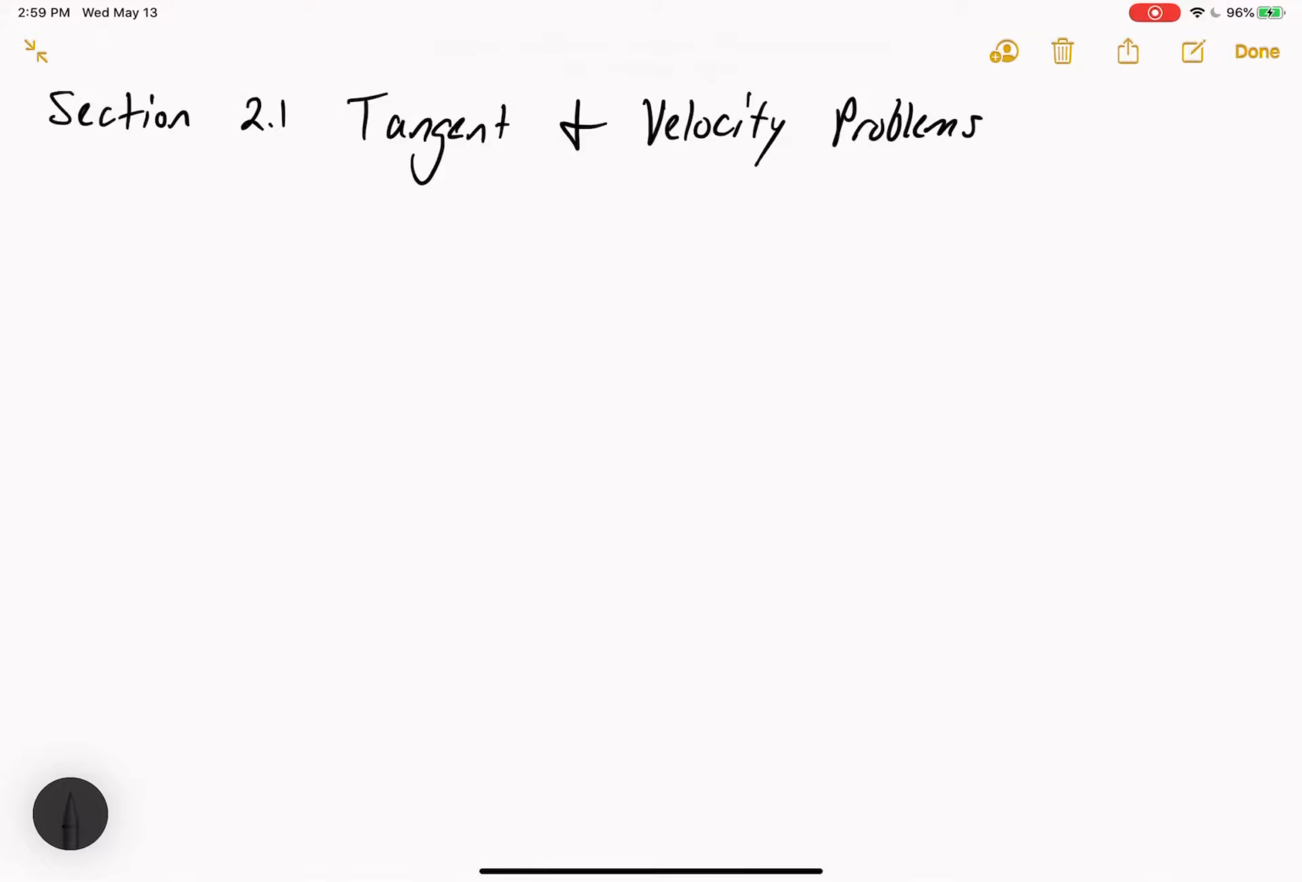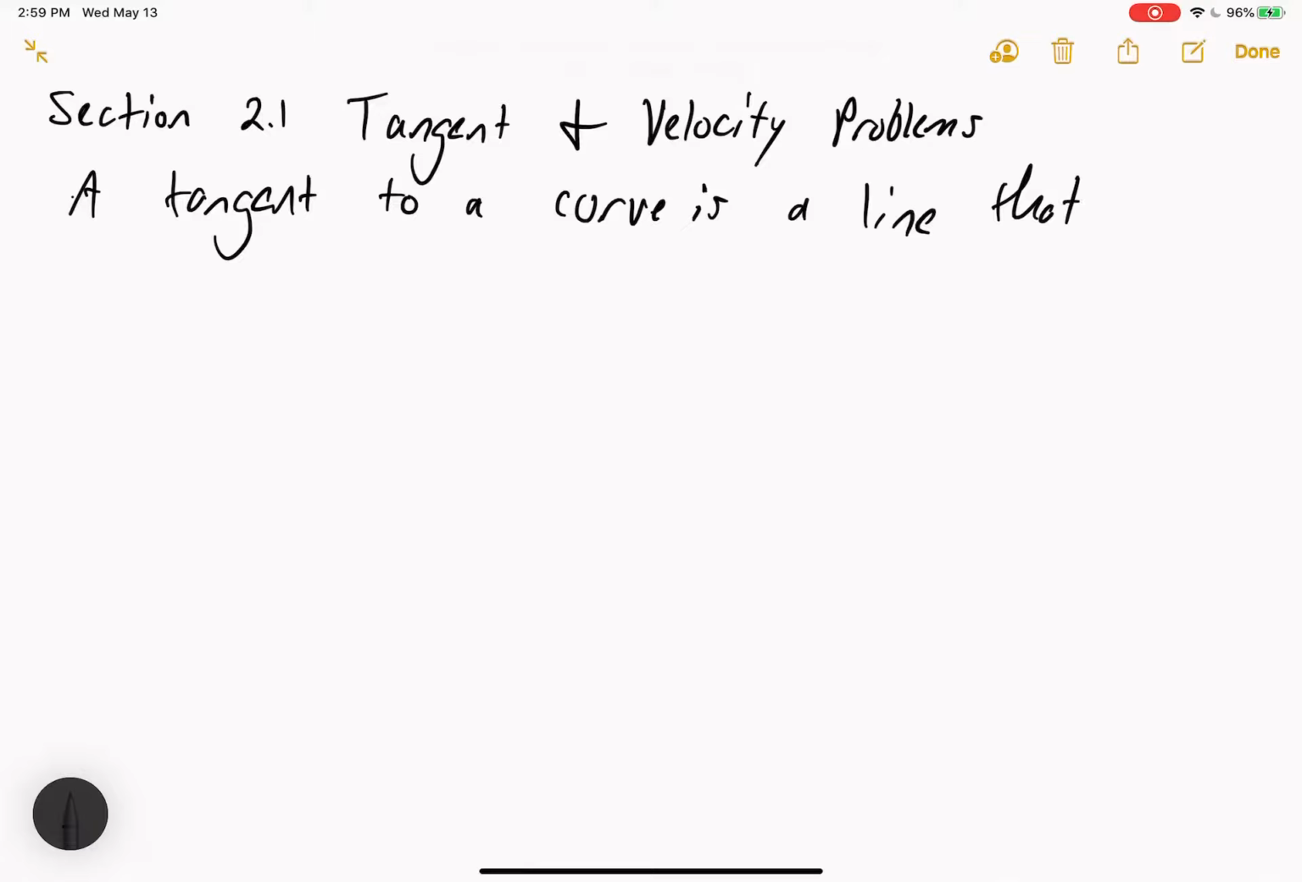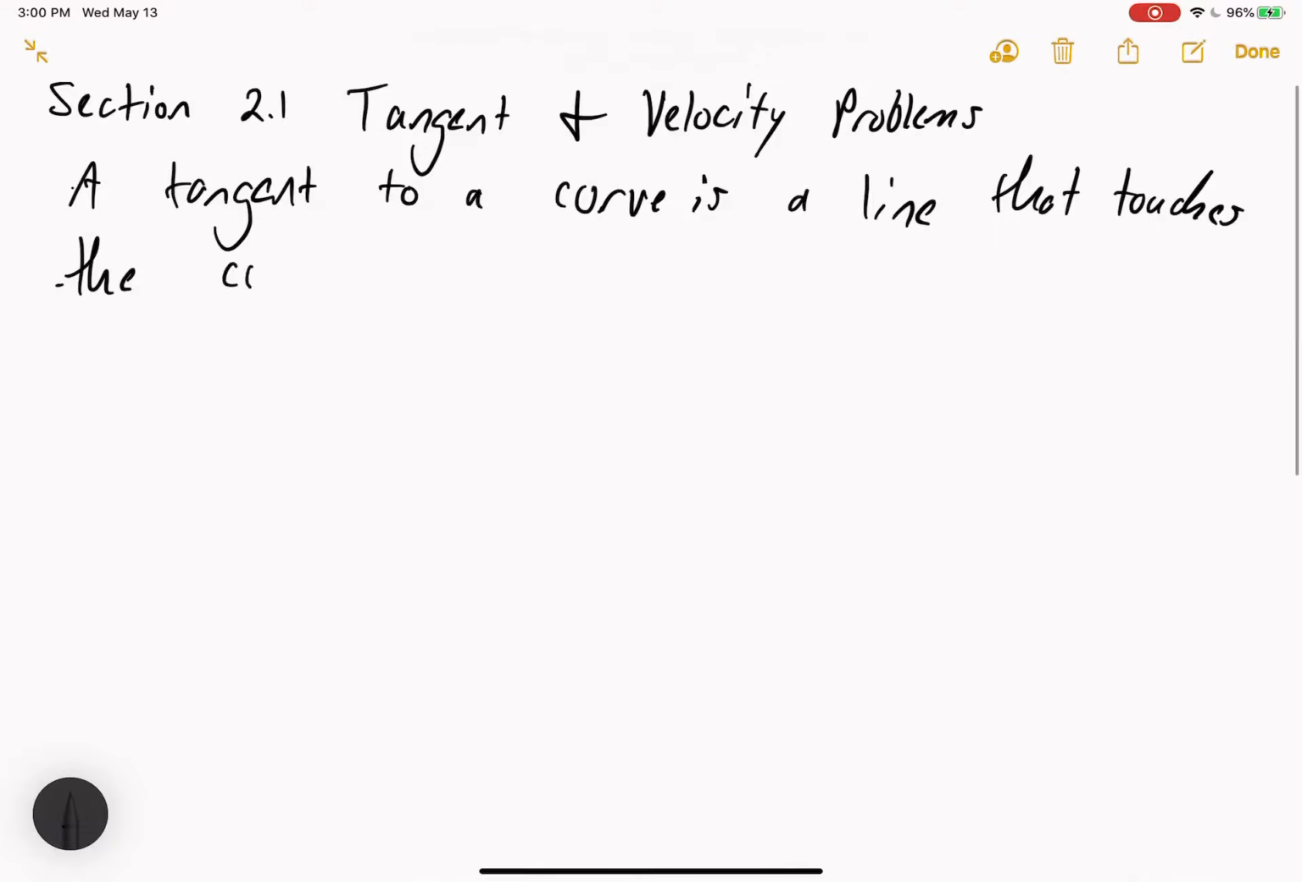So the first thing we need to do is define what a tangent is. A tangent to a curve is a line that touches the curve. To be touching just means you have to intersect, meaning these two lines have to be at the same point at the same time. The second thing we should say is it has to have the same direction. The same direction just means we preserve what the curve is doing at that point.